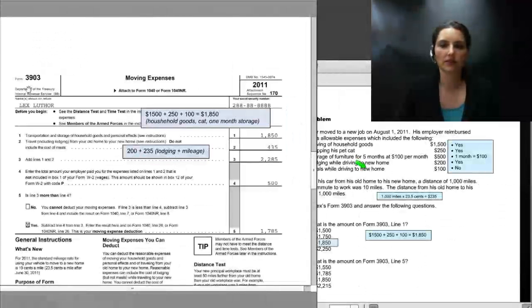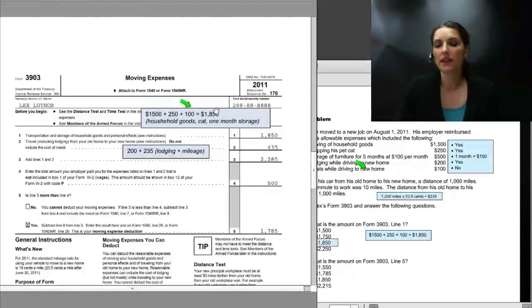And here we have on the screen in front of you now Lex Luthor's Form 3903. We begin on line 1 by entering the total amount of expense paid for transportation and storage of household goods. We had the cost of packing and shipping at $1,500, the cost of moving his pet cat at $250, and the cost of 1 month of storage at $100.